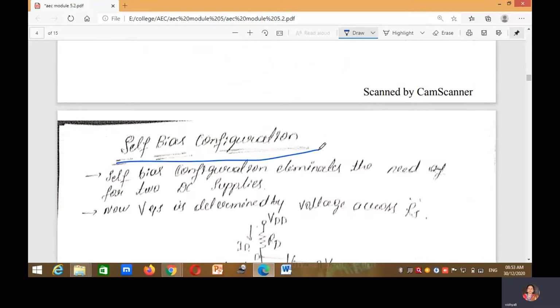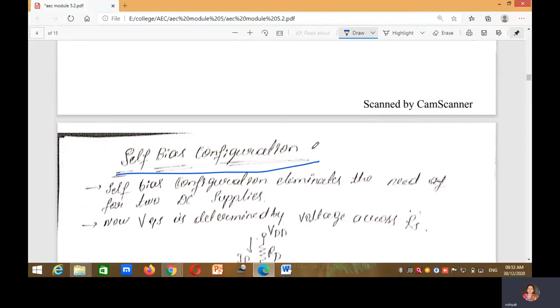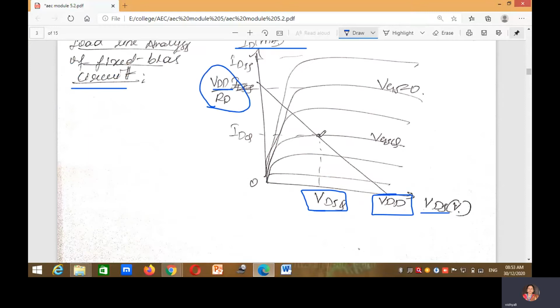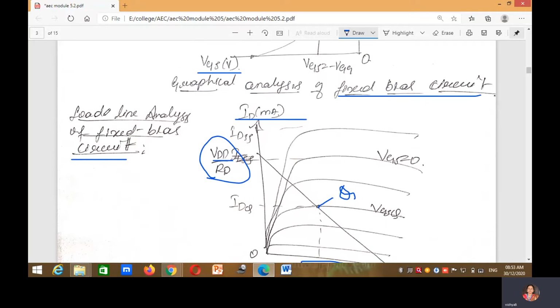Next is the self-bias configuration. Till now, we have discussed the fixed bias configuration. On the input side apply KVL, on the output side also apply KVL, and you need to draw the graph and the Q point. This is the Q point, the quiescent point. This is the load line analysis graph. This is a DC load line.